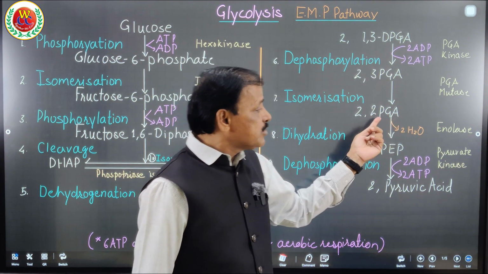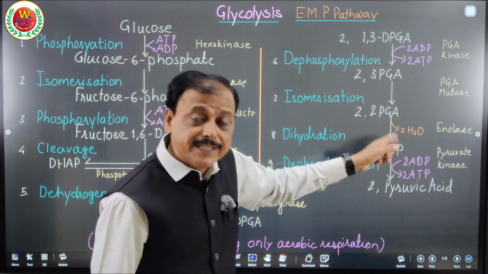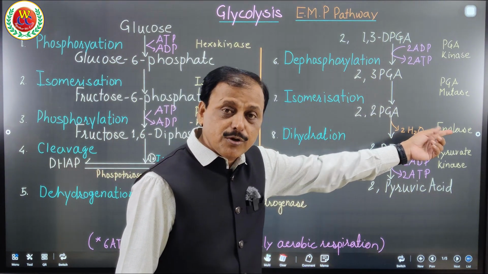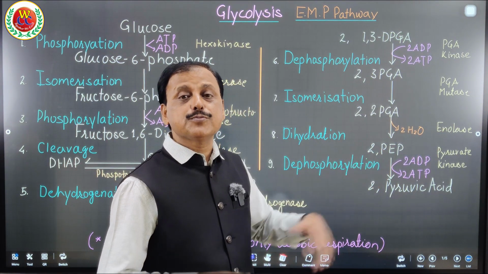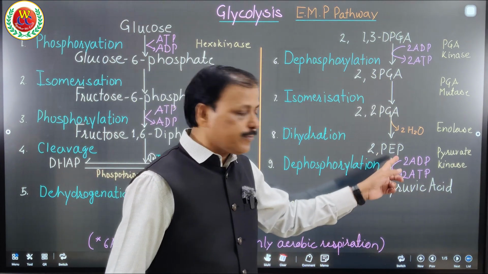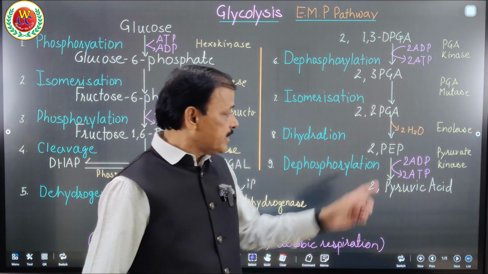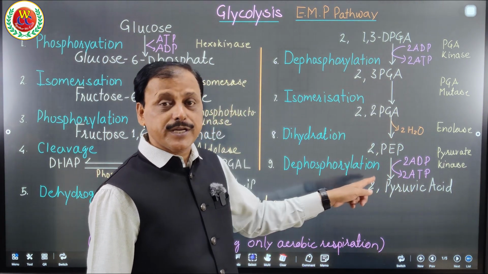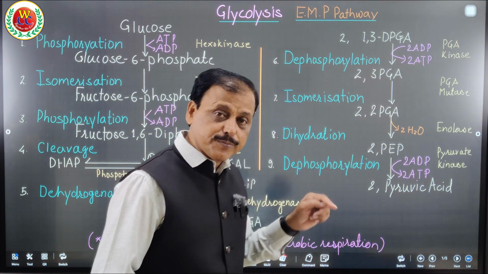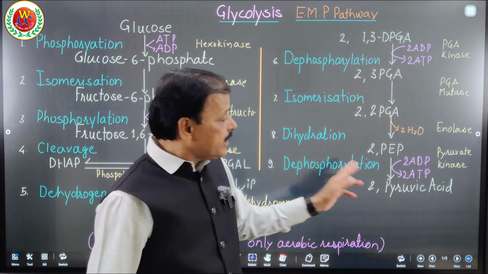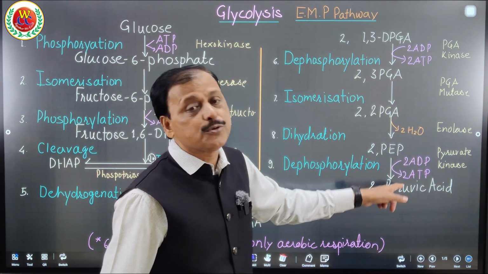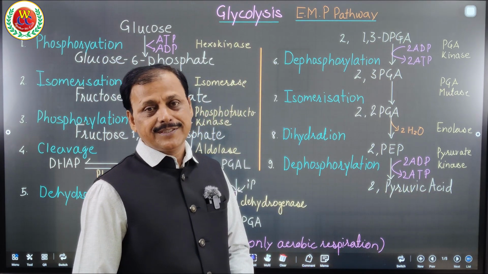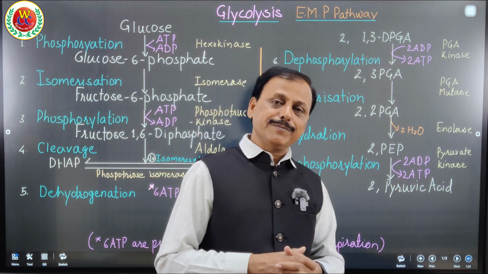of 2-PGA. Now these 2 molecules of 2-PGA undergo dehydration, not dehydrogenation, dehydration, that is loss of water, in the presence of enzyme enolase to produce 2 molecules of phosphoenol pyruvate. These full forms you will get on the last page. This phosphoenol pyruvate undergoes dephosphorylation. So once again, phosphate from 2 molecules of phosphoenol pyruvate is released and combines with 2 molecules of ADP to produce 2 molecules of ATP, and thus the final product is pyruvic acid. Yes, here the glycolysis is completed.